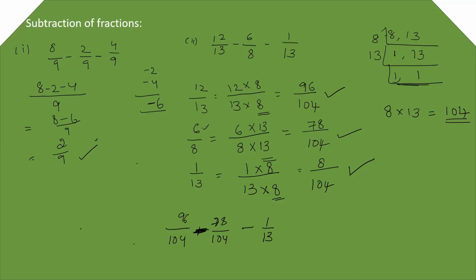Why are we writing minus here? Because in the actual fraction, we have converted 12 by 13 as 96 by 104. 96 by 104 minus 6 by 8. After converting to like fractions, we write 6 by 8 as 78 by 104. Next, minus 1 by 13 as 8 by 104.